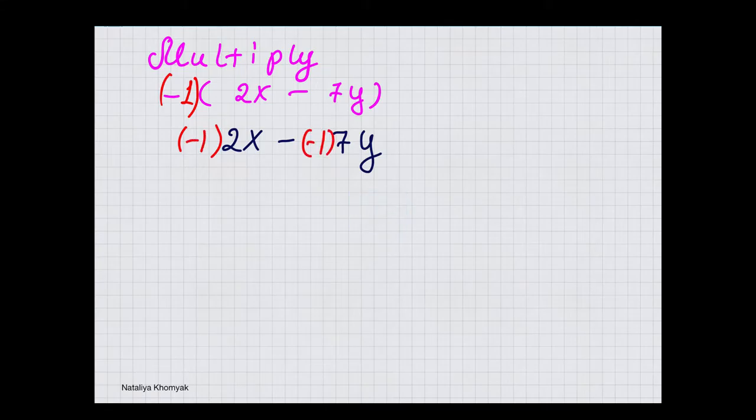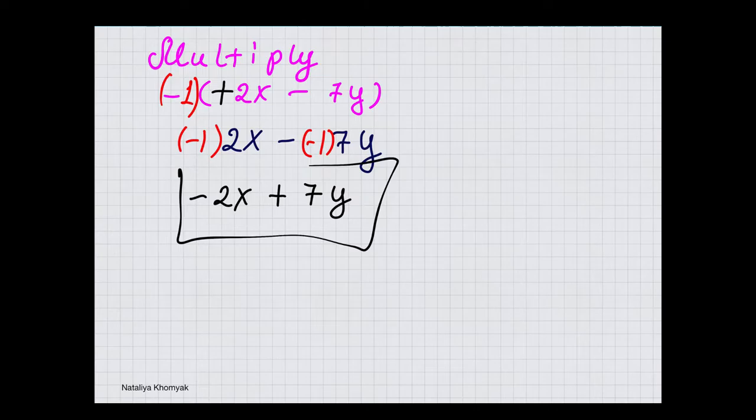Next to each of the terms, negative 1 times 2, negative 2x. Negative times negative plus 7y. Now the faster way is to identify each of the signs. So 2 is positive, 7 is negative, and if you're distributing a negative sign, just change all of the signs, because that's what multiplying by a negative does. So this is our answer.